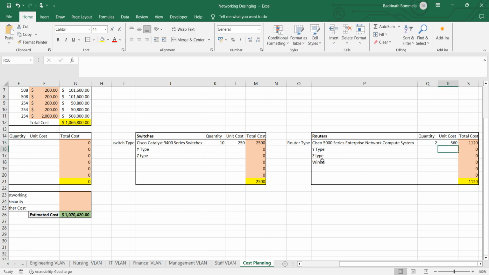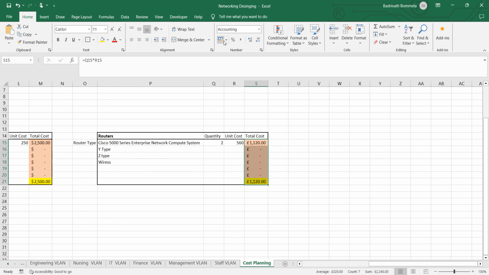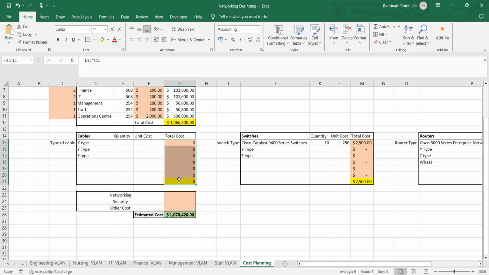I am selecting it. We'll make sure that these are dollars. The cost should always be in dollars, so I'm making them dollars. Okay, so networking service cost. Like this, you will be including multiple types. You will select different names randomly, and you will be including them.